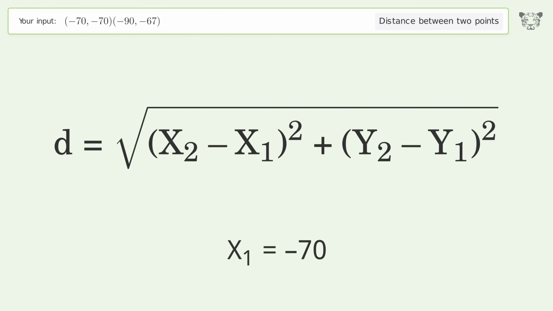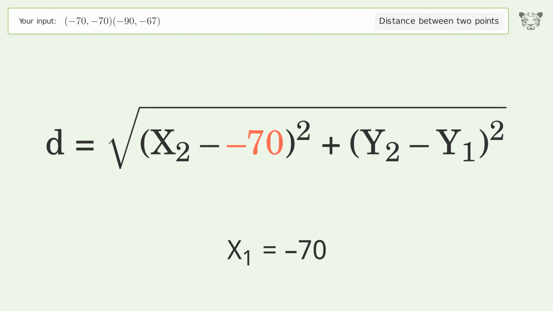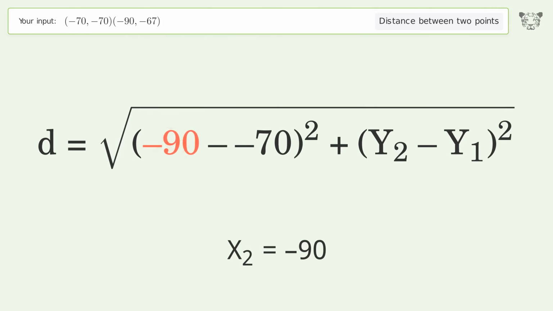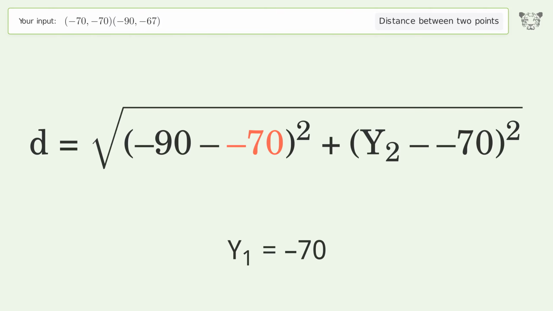x1 equals -70. x2 equals -90. y1 equals -70. y2 equals -67.